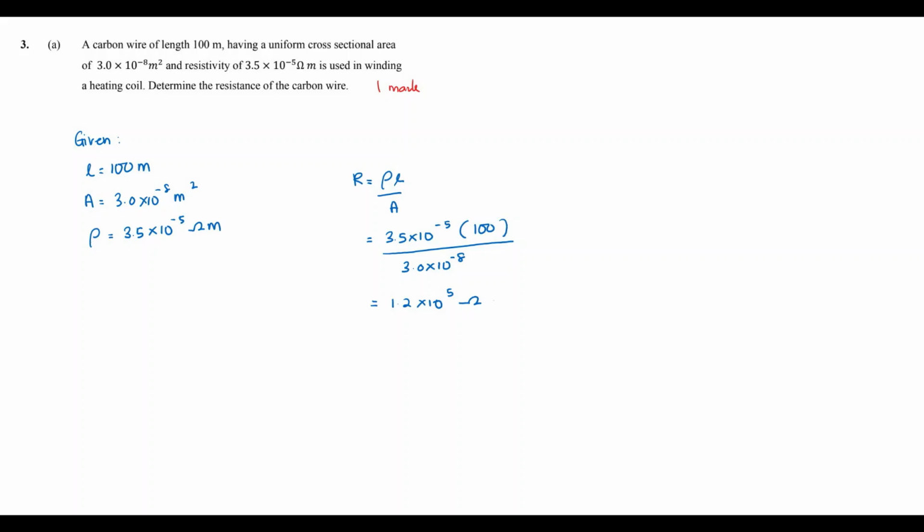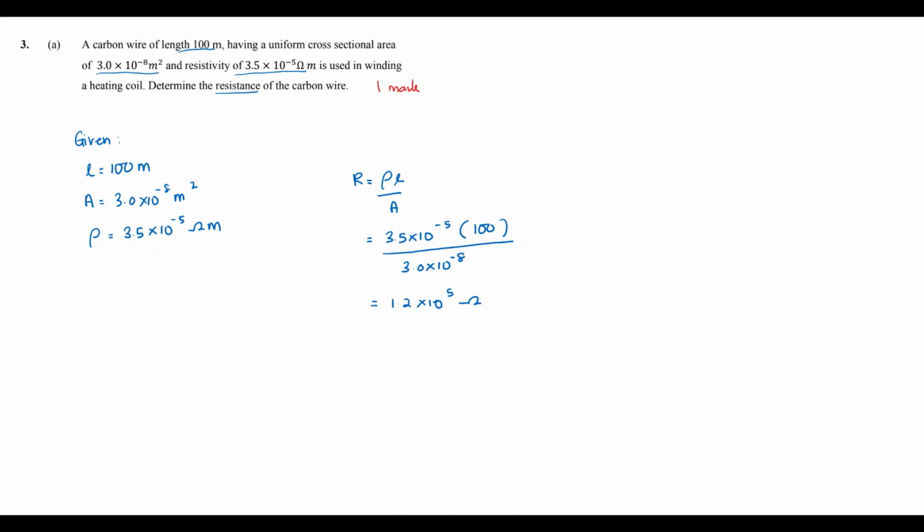For question 3a, a carbon wire of length 100 meter having a uniform cross-sectional area of 3 exponent negative 8 meter squared and resistivity of 3.5 exponent 5 ohm meter is used in winding a heating coil. Determine the resistance of the carbon wire.